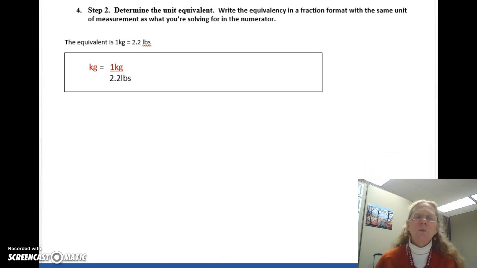So then step number 2 is to determine what the unit equivalent is, and write that equivalency down in a fraction format with the same unit of measurement as what you're solving for in the numerator. So again, we are trying to solve for kilograms. So when we set up our equivalency, we put kilograms in the numerator and pounds in the denominator. And we should know from Unit 2 what our equivalency is for this problem. 1 kilogram equals 2.2 pounds.